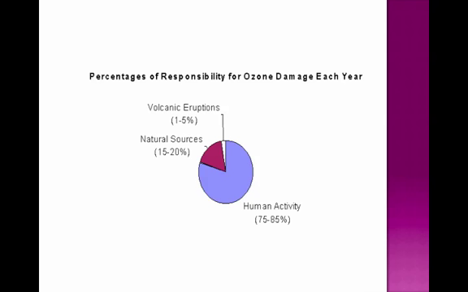This is a pie chart of the percentage of responsibility for ozone damage each year. As we can visualize, human activity is responsible for 75 to 85%, and natural sources are responsible for 15 to 20%. And volcanic eruption, as I've previously mentioned, is only 1 to 5%.